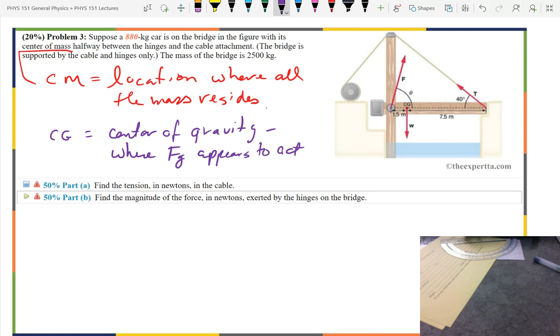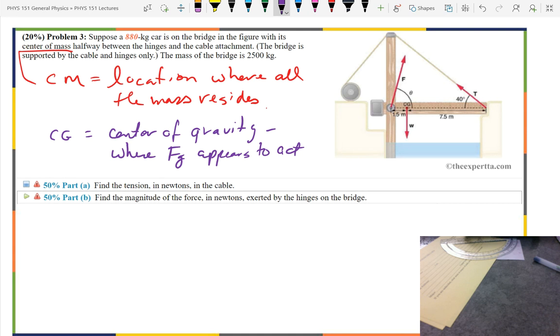No, one's the center of mass. That's where the average position of the mass is. One is the center of gravity. That's where the force can be treated as acting. So we have the center of gravity shown there. It gives us the mass of the bridge and the mass of the car. It says find the tension in newtons in the cable.